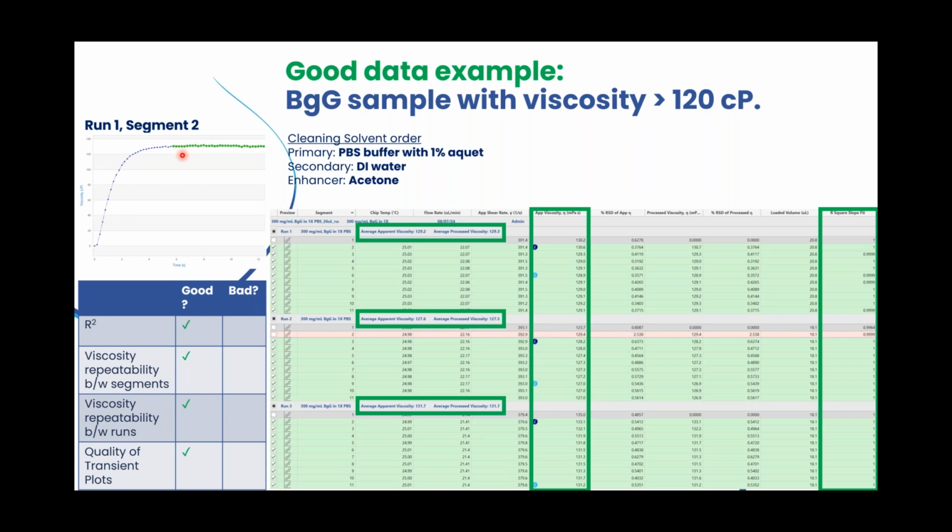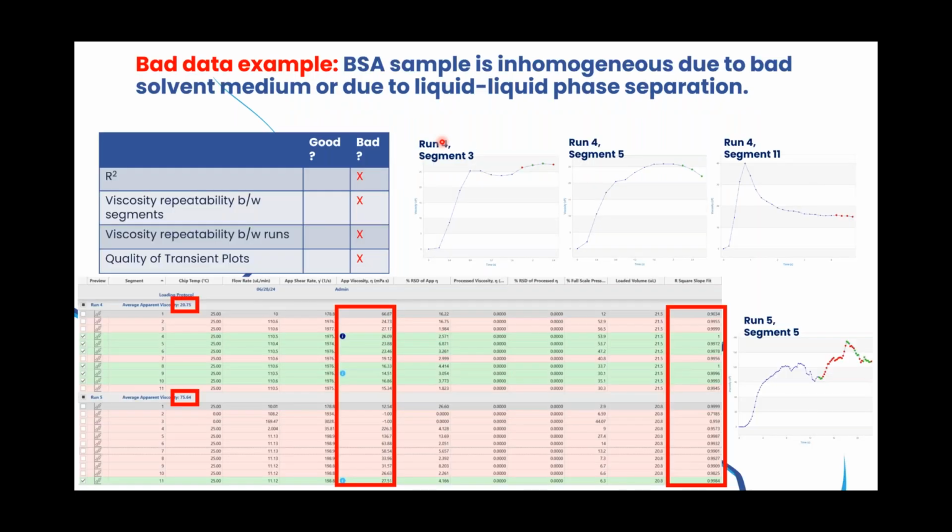Of course, one reason we got great data is because we used this good cleaning solvent order that we show here. So this is an example of good data that you can get very accustomed to obtaining with these good practices that we're showing. So we've been talking a lot about cleaning and how it's important for microfluidics.